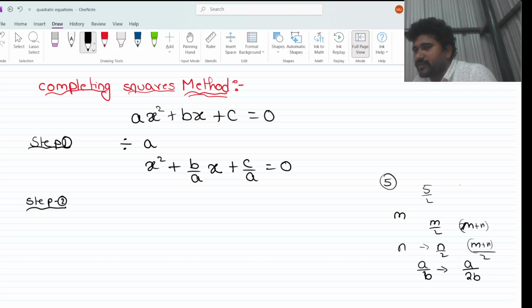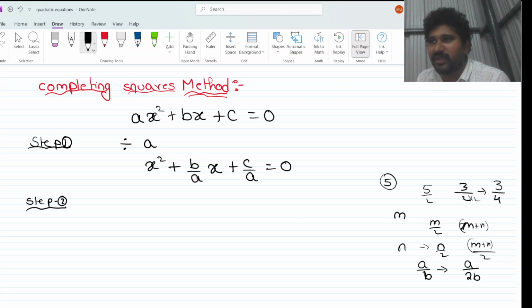If the coefficient is 3/2, what is half of that and how will you write it? For half, multiply the denominator by 2. For double, multiply the numerator by 2. That's all. Clear? Now step 2 is: half of the coefficient of x.